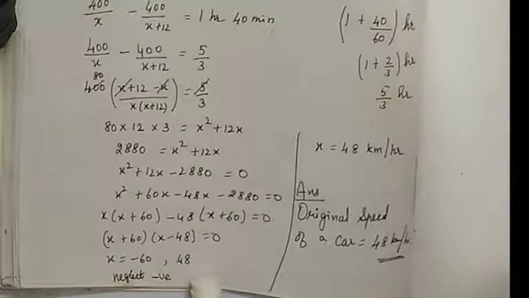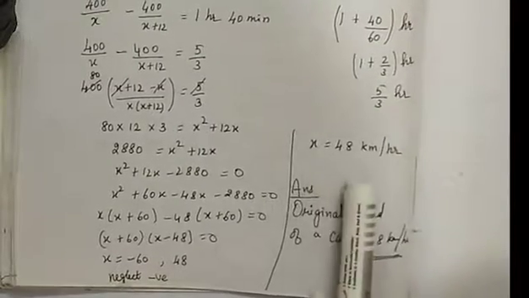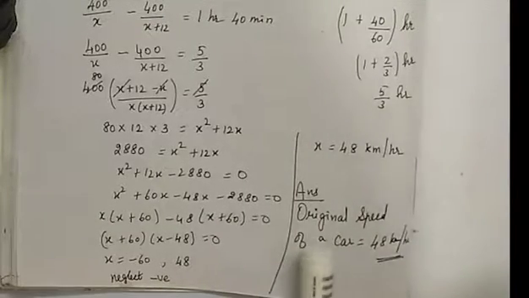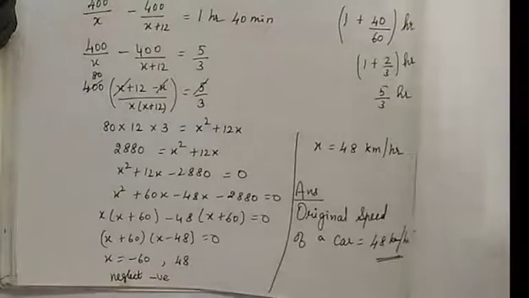Speed will not be in negative. So neglect the negative and write x is equal to 48 kilometer per hour. Answer, original speed of the car is equal to 48 kilometer per hour.